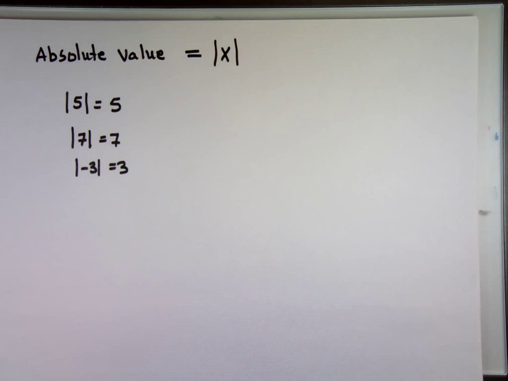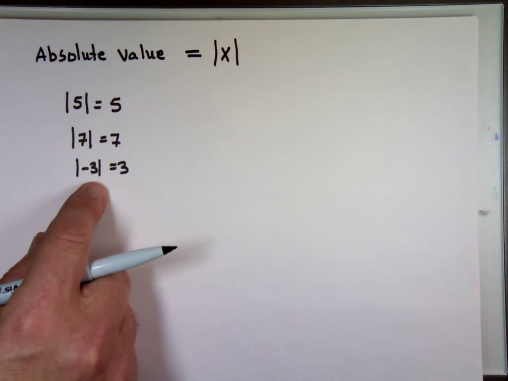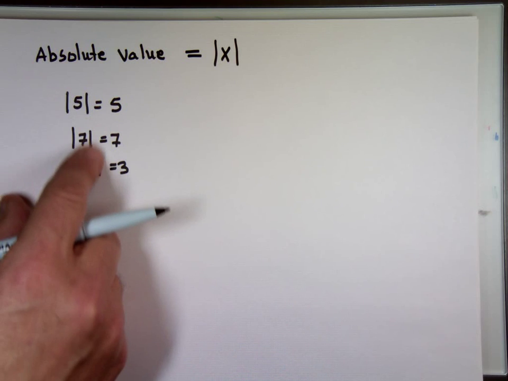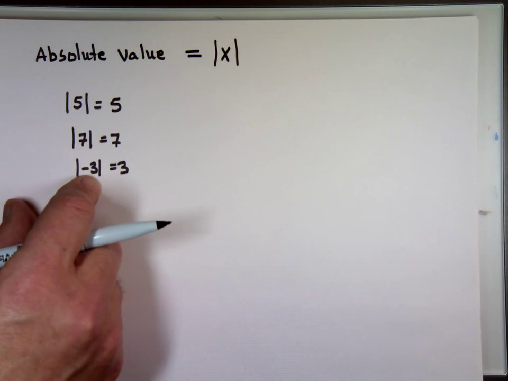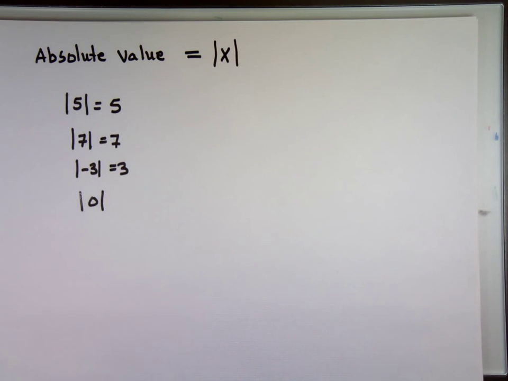And distance is always positive. How far is the minus 3 from 0? 3 units. How far is the 7 from 0? 7 units. So the absolute value is always positive or 0. Because what's the absolute value of 0? How far is the 0 from 0? How many units? 0, right? It's not far away from it.